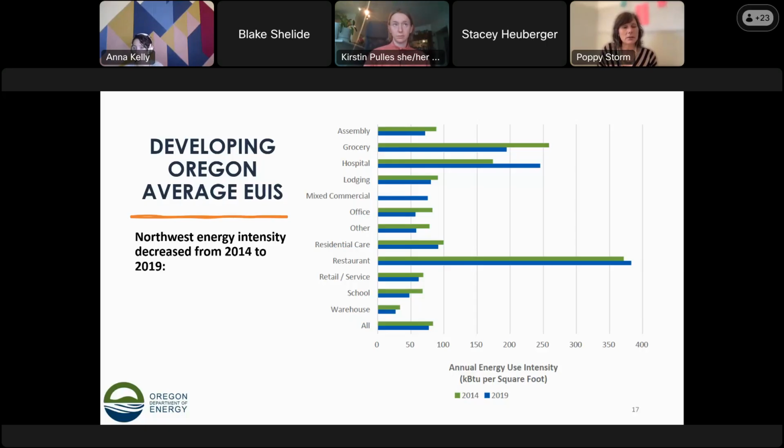But the national data is more than 6,000 buildings, and they also went through the process of doing a detailed calculation of that trend. And so that's the trend that we're relying on for our recommendations here. Next slide.